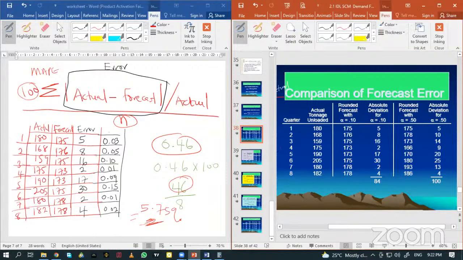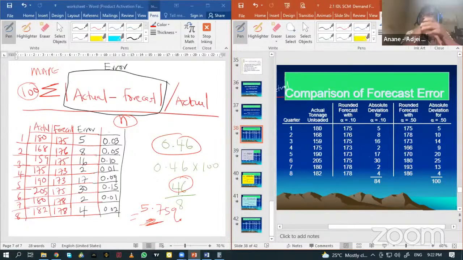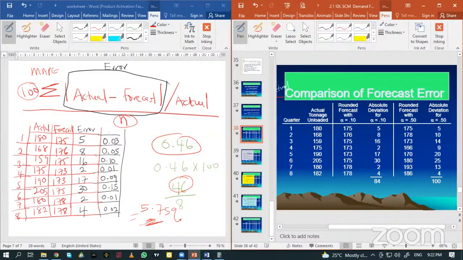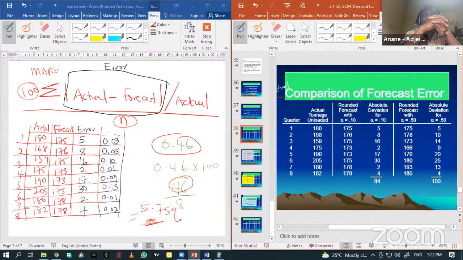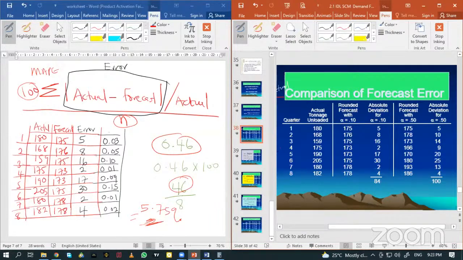You see, it's sigma, actual minus forecast, all divided by actual, then all over n. So I want to know, when you see actual minus forecast, is it just a formula? Okay, so then you are saying it's deviation, like you divide 5 by the 180.